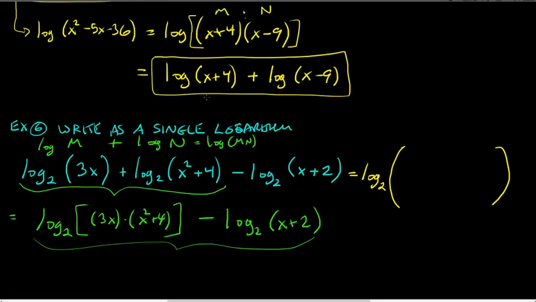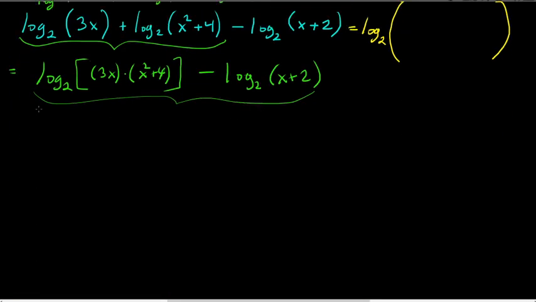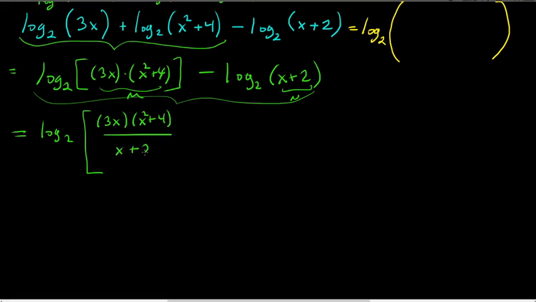Well, because it's a minus sign, we're going to use the quotient rule, the one right here in the middle, right? So that's going to be the log of the quotient. So we can write this as log base 2 of m divided by n, where this is my m here and this is my n. In this case, m is 3x times x squared plus 4, divided by n, which is just x plus 2. And now it's a single logarithm, and in fact, we're done.